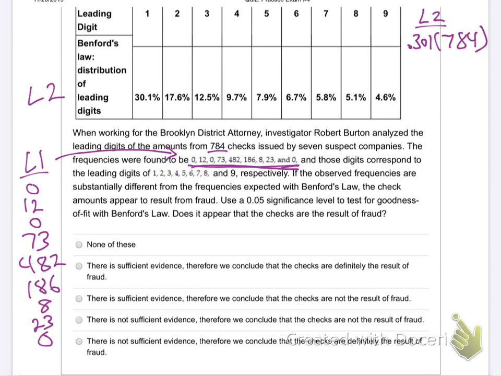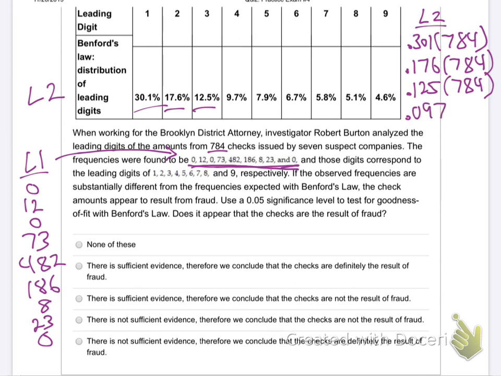Just put it right in L2, and then the next one, 0.176 times 784. Then the next one, 0.125 times 784. See how I'm taking each of those percentages, I'm moving the decimal over two places to make it a decimal, and I'm multiplying by 784 because it's that percentage of 784 checks. Or digits, sorry, digits.